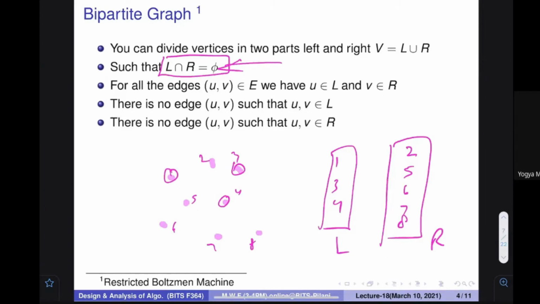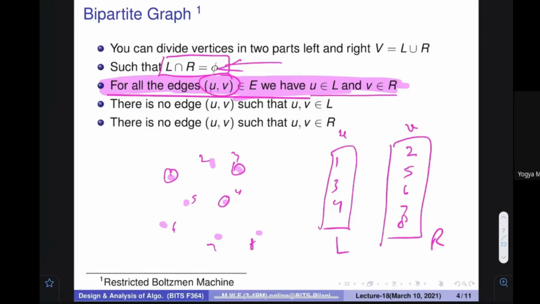Okay. One more condition: for all the edges UV, we have U inside L and V inside R. Means if there is an S, very important condition it is. Very important and fundamental condition that is very much needed to solve our problem. It is telling that if you have an edge UV, it is going to start from U and V. The U would be inside L and V would be inside R only.